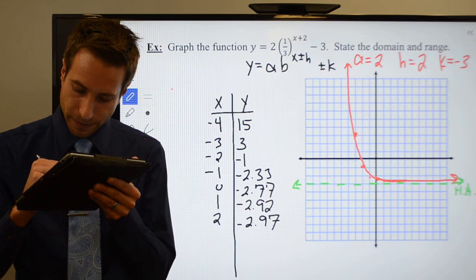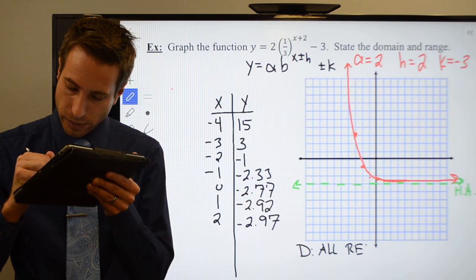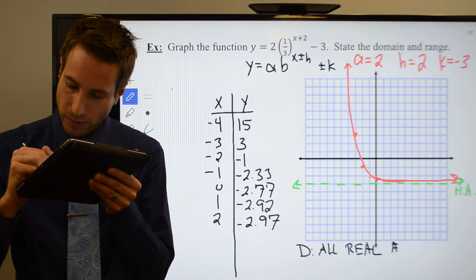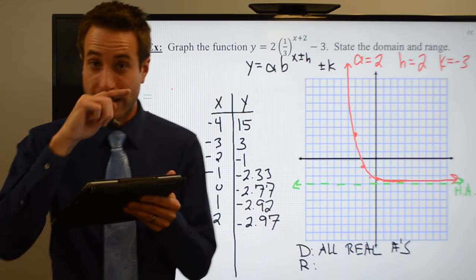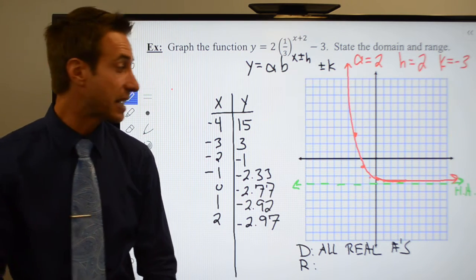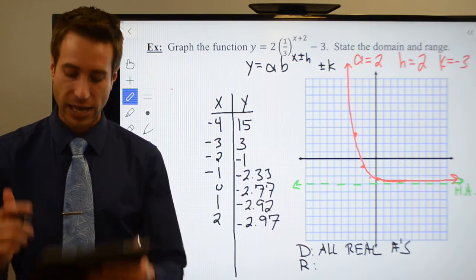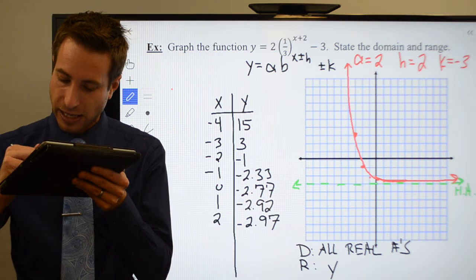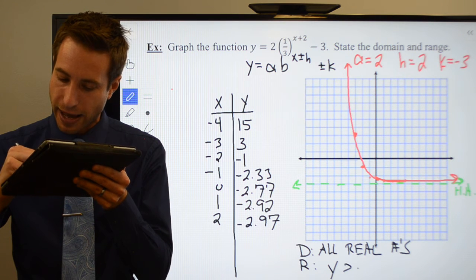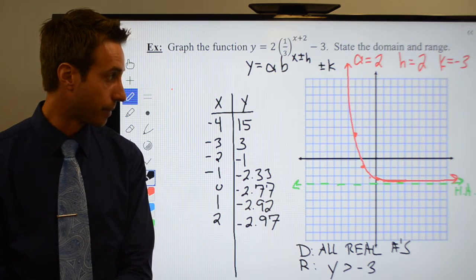The domain is going to be all real numbers. You can choose any value of x you want to. It'll work. The range in this case, though, is different because my horizontal asymptote has shifted to y equals negative 3. But because my graph is above the horizontal asymptote, it's going to be y greater than negative 3. All values of y greater than negative 3.